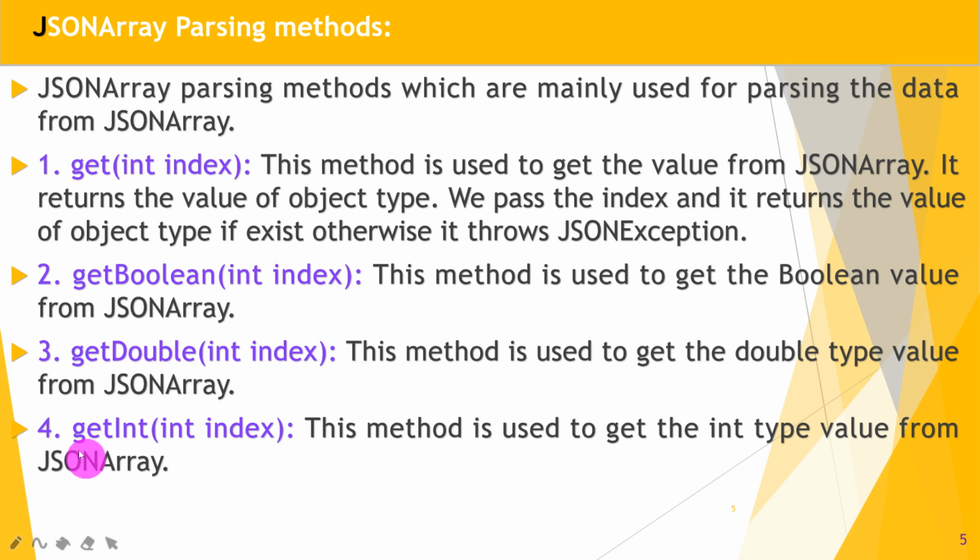Great. Similarly, getInt method. This method is used to get the integer type value from JSON array. Great. Guys, hope you understand. If you have any doubts, let me know in the chat window or comment box. Great. So these are all the JSON array parsing methods. So first one is get, and the argument is the integer index, then getBoolean, getDouble, getInt, and so on. These are only some important methods. Great guys.